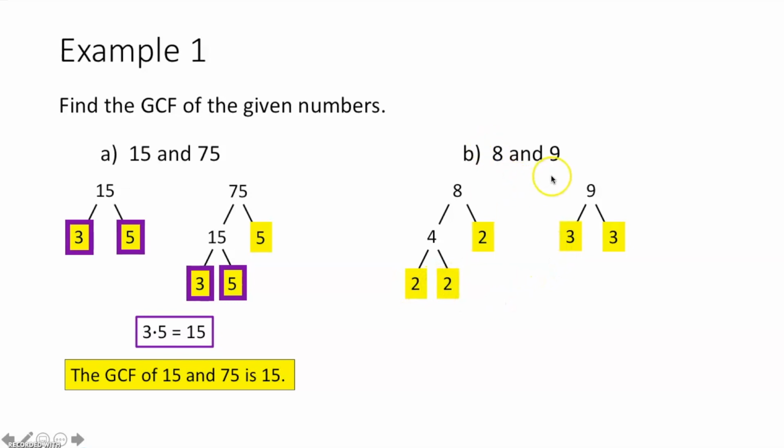So if two numbers don't have any prime factors in common, there's one number that divides into every number, and that's 1. So we're going to say the GCF of 8 and 9 is 1. Anytime you have two numbers that you break down into their prime factors and they have no prime factors in common, the GCF is 1.